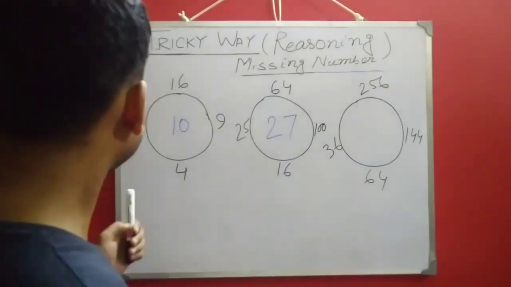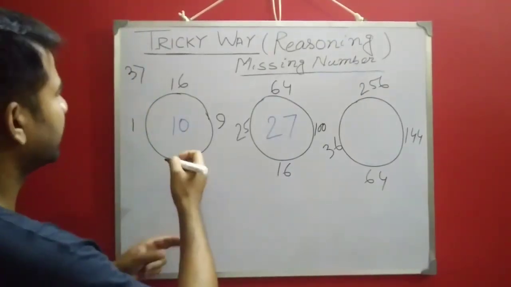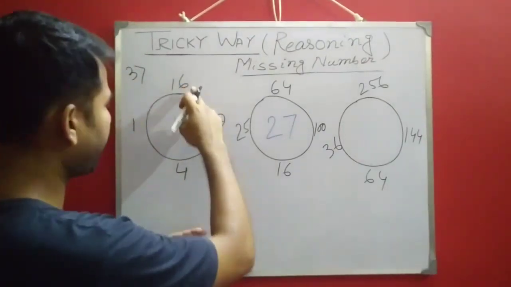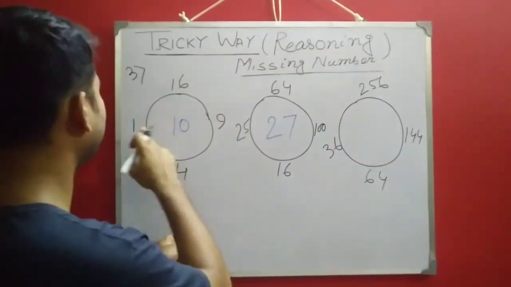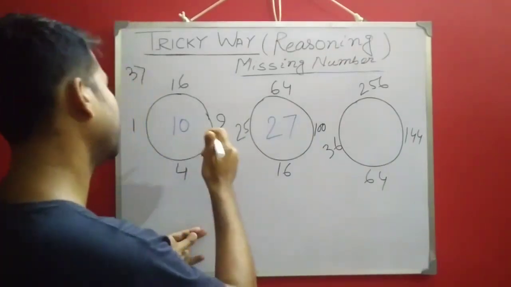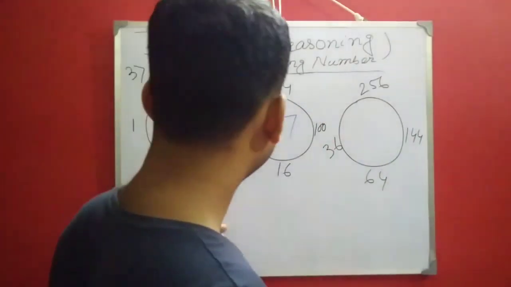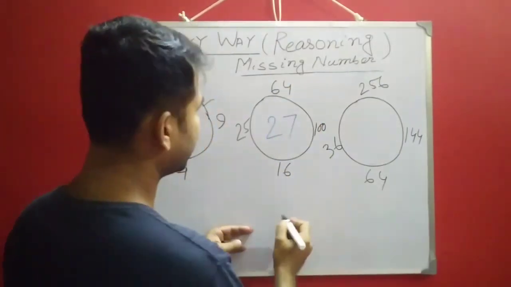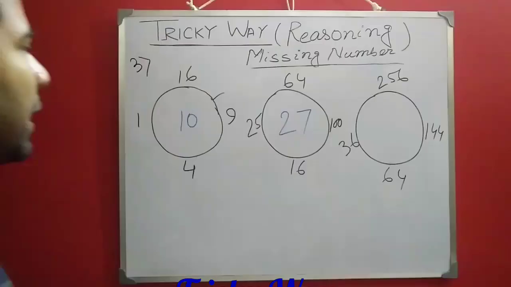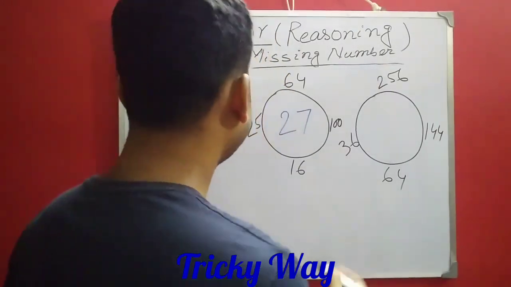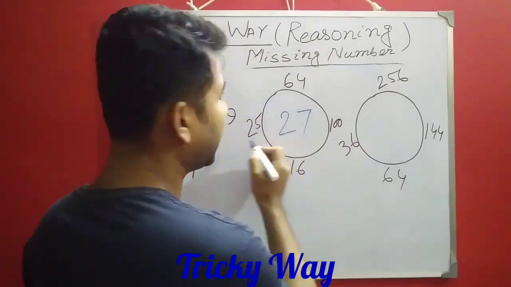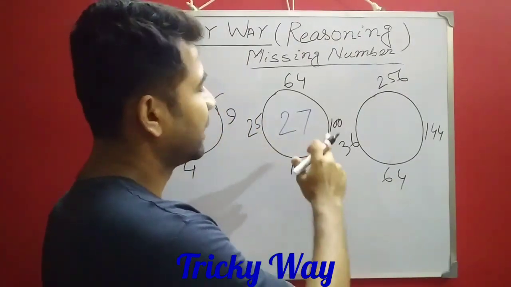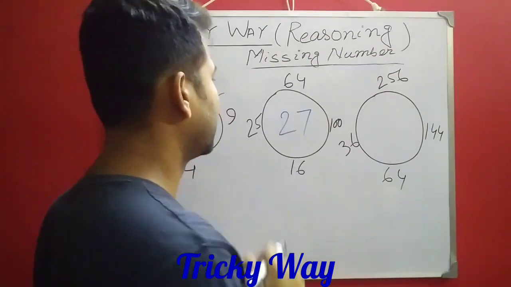Problem number 3. What is the scenario? At first our operation will be 16 plus 4 equal to 20, 9 plus 1 equal to 10, 20 minus 10 equal to 10. Okay, is it applicable for the second one or not? 64 plus 16 equal to 80, and 100 plus 25 equal to 125. 125 minus 80, we don't get this value.